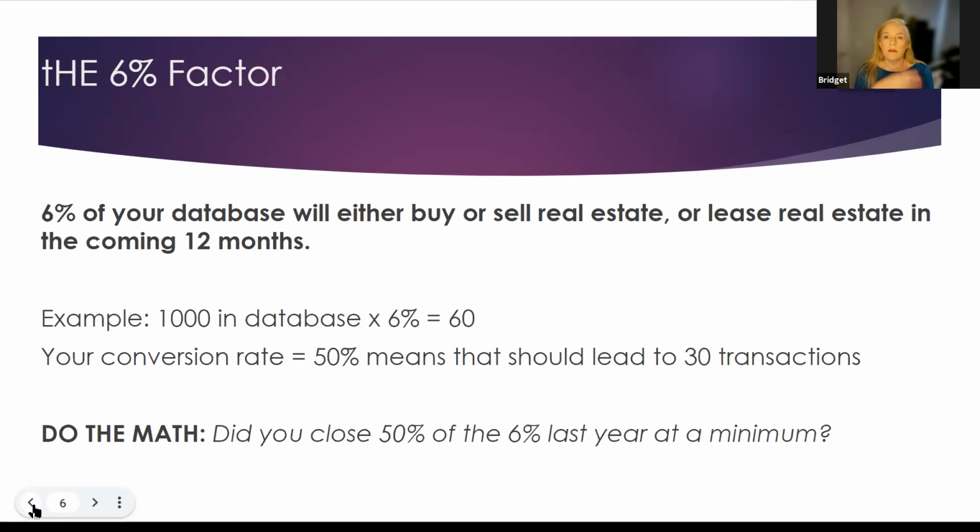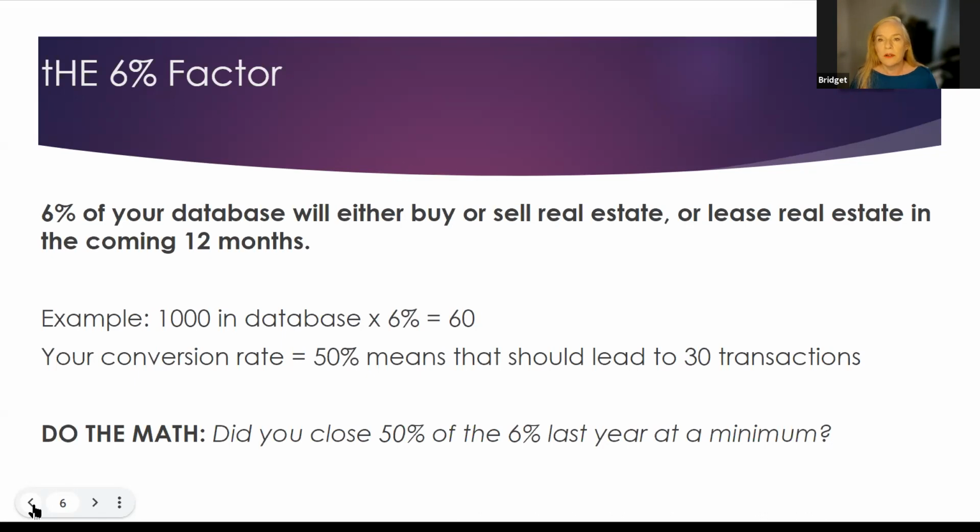So all of you can do this math right now. That means if you have 1,000 people in your database, 6% of that is 60. Depending on if your lead generation is strong enough that you identify those 60 and you convert at a 50% rate, that should give you 30 transactions. Now that's being somewhat generous, because the likelihood of finding all 60 before they've done something is pretty low. But just for simplicity, I wanted to put it this way.